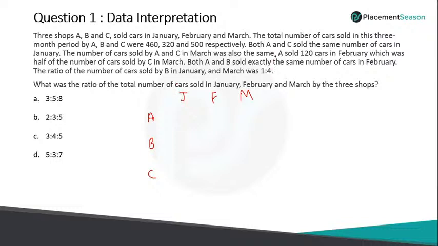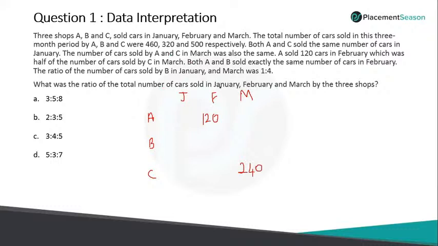So there's a definite number given here: A sold 120 cars in February. So we write 120 here. This is half of the number of cars sold by C in March, so C in March should be 240. We got C March should be 240.